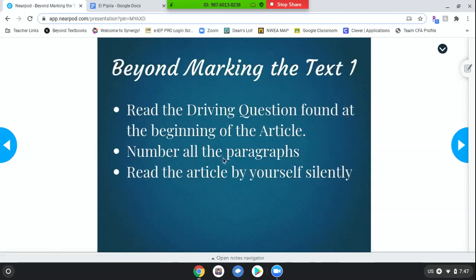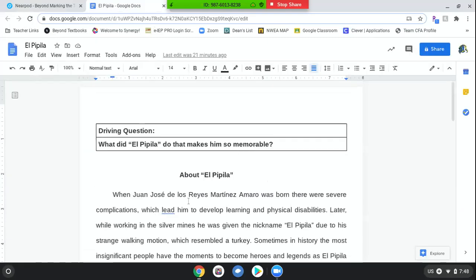So beyond marking the text, the first thing we do is we read the driving question found at the beginning of the article. Then we number all the paragraphs, and we read the article by ourselves silently. Over the process of marking the text, we're actually going to read the article 4 times, each time with a different purpose. So the first time, it's just to number the paragraphs and to focus on the driving question, which is, what did El Pipila do that makes him so memorable?